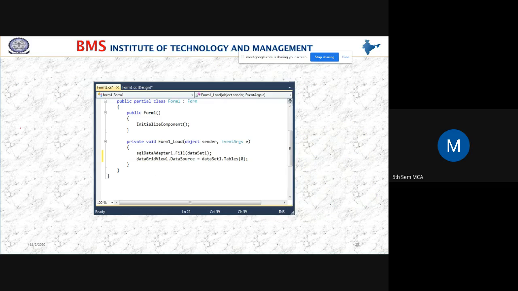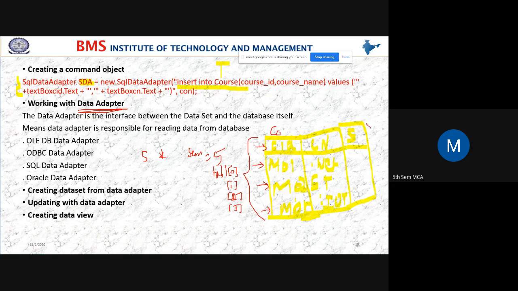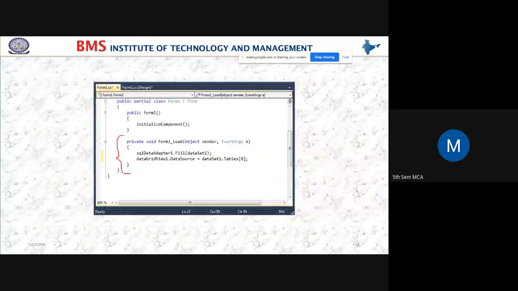Now, see here, students. See this code snippet. Whatever data I have here, I'm storing in the data set 1. See here, using this fill method, I'm storing the data.